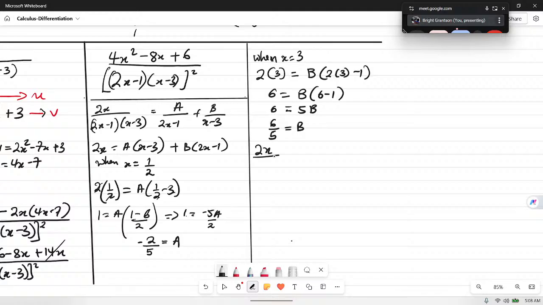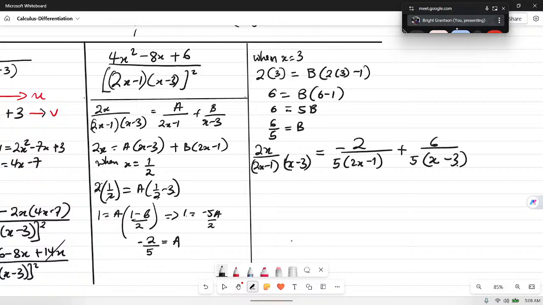So 2x over (2x minus 1)(x minus 3) becomes negative 2 over 5(2x minus 1) plus 6 over 5(x minus 3). Now let's do the differentiation. So y becomes negative 2 over 5, and send the numerator up, (2x minus 1) to the power negative 1, plus 6 over 5, (x minus 3) raised to the power negative 1.